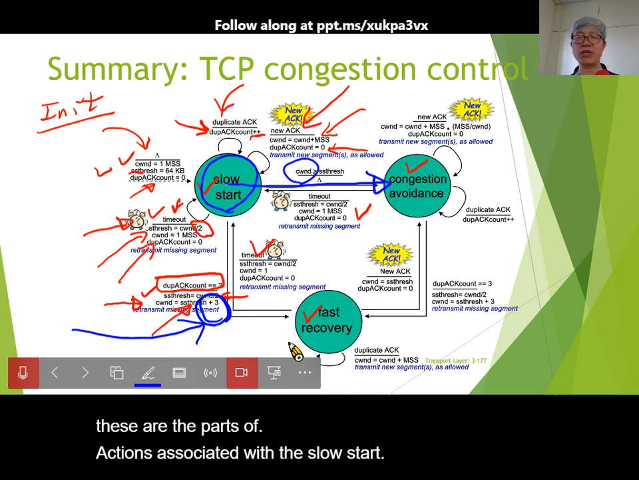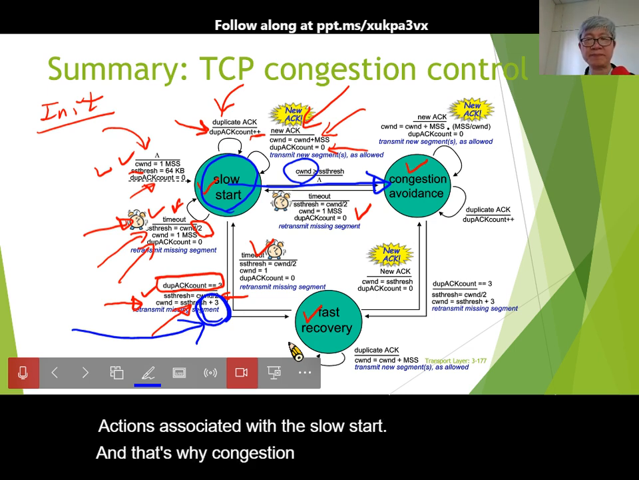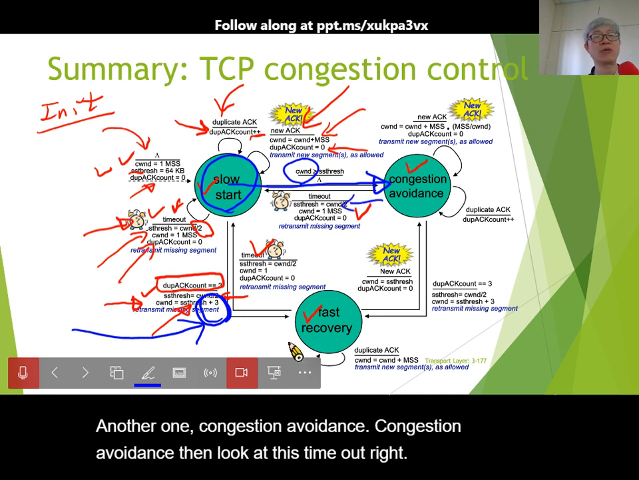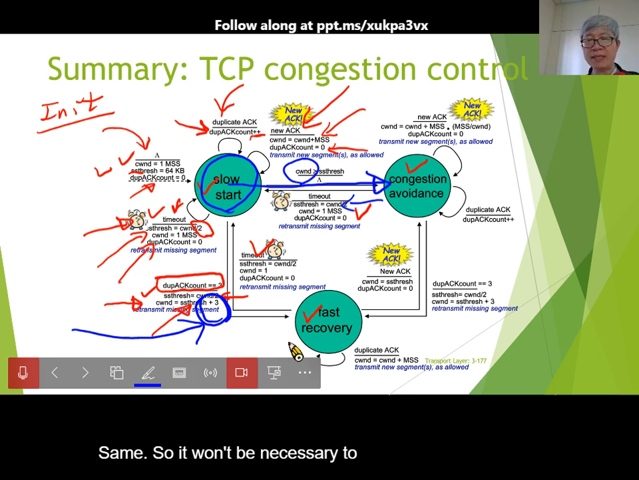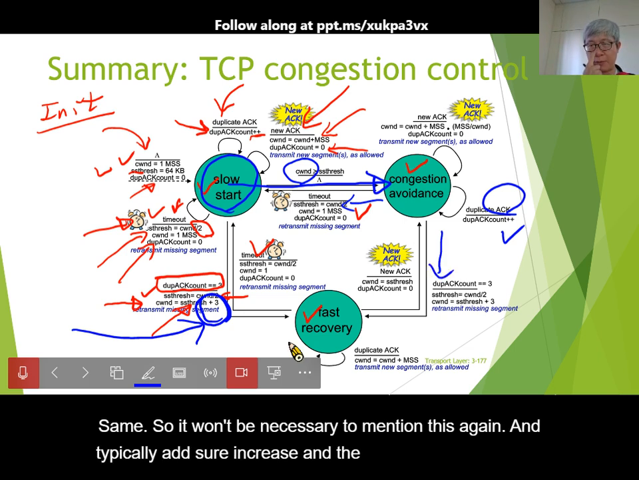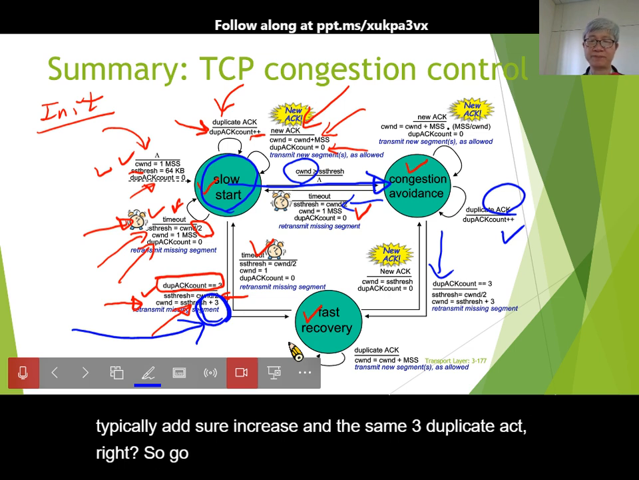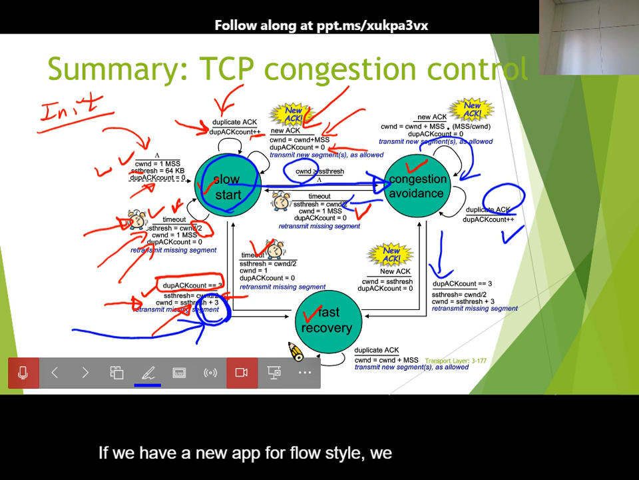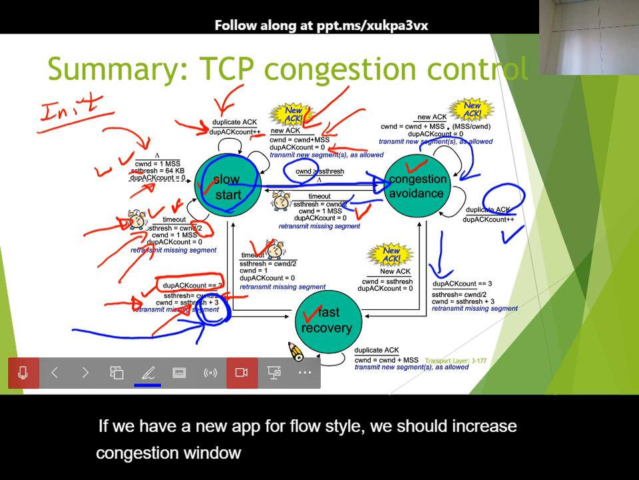And next one, congestion avoidance. Look at this, timeout, right? Same, so it won't be necessary to mention this again. And duplicate ACK, sure, increase. And the same, 3 duplicate ACKs, so go to fast recovery. And this one, if we have a new ACK, for slow start we should increase the congestion window by 1. But this time, because we have the linear trend.